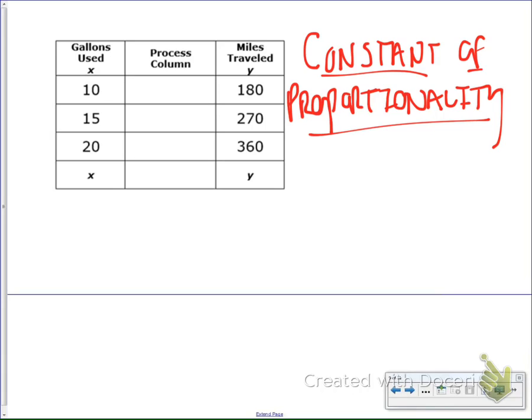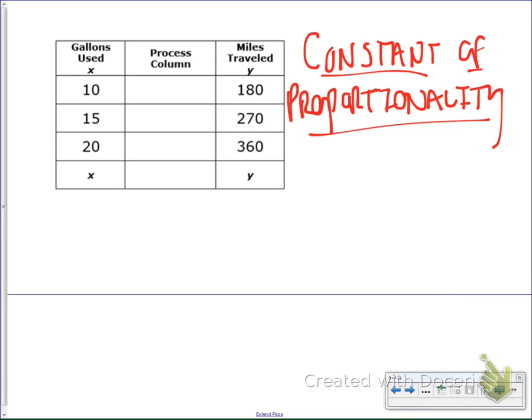Now, this looks really similar to our unit rate, but the big difference is in how we use it. Unit rate is used to see what the rate per single unit is, where the constant of proportionality is used to determine proportionality. So they have a similar formula, the exact same formula actually, but very different uses.